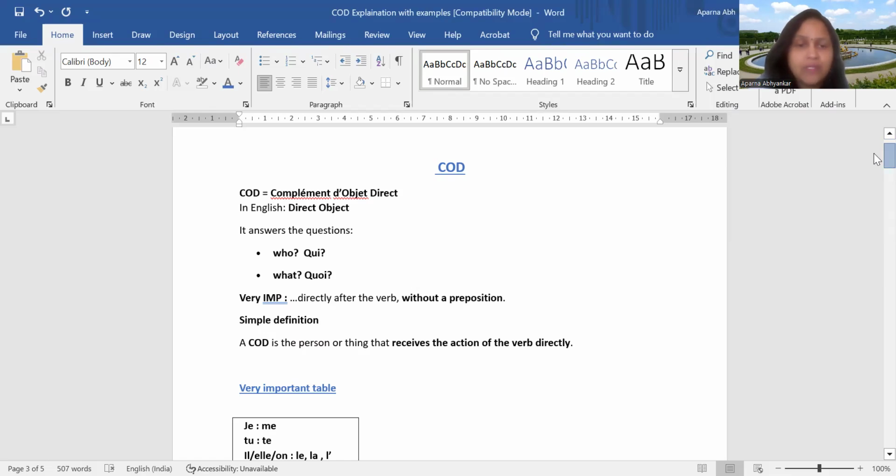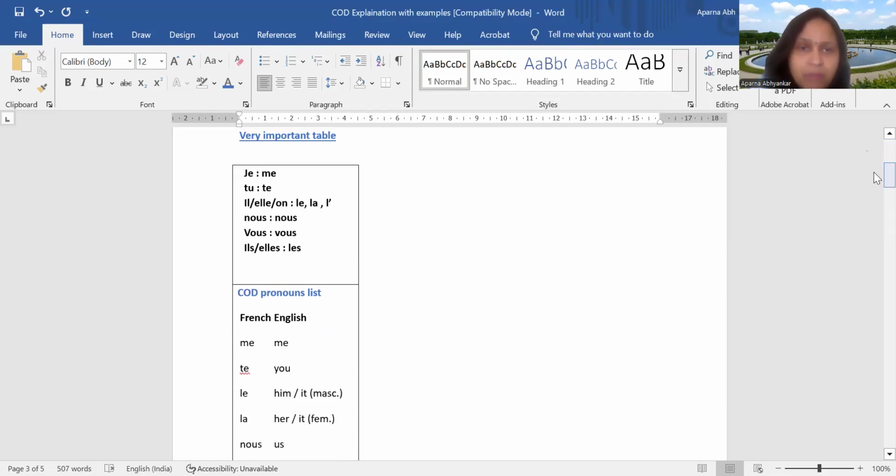I will show you the table. See, this is a very important table. I'm sure you must be ready with your notebooks and pen. So note down this table in your notebook. On the left hand side, you have pronom sujet, subject pronouns, and on the right hand side you have the CODs. So je, the first person, changes to me; tu, second person singular, changes to te; il, elle, on, third person singular, become le, la, l'apostrophe. Nous, vous remain the same, and ils, elles, plural, become les. So this is basically the table of COD.